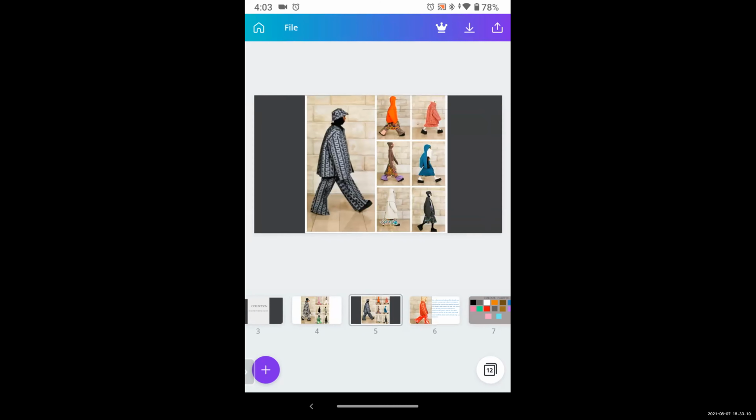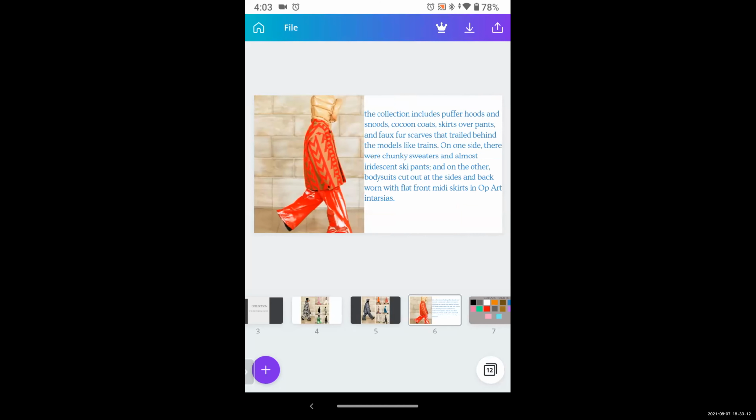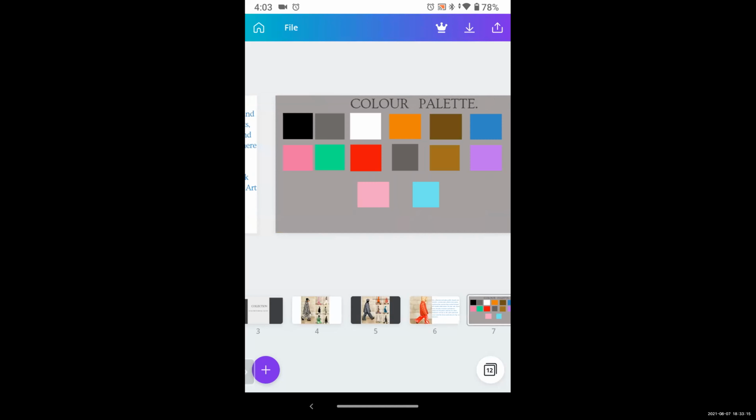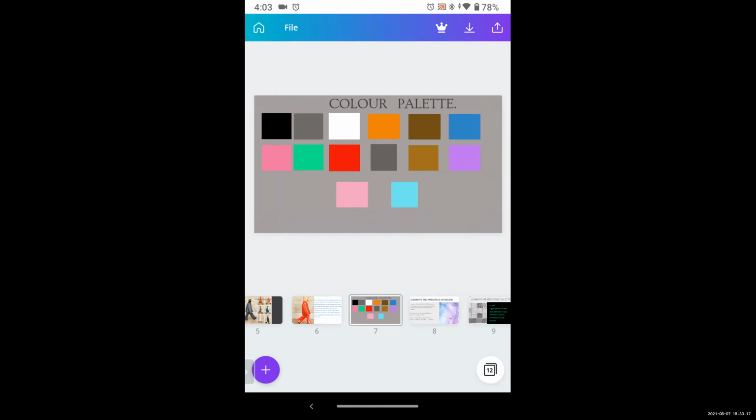So this is the color palette of the collection. Most of the designs I chose are in black and white and include gray shades.